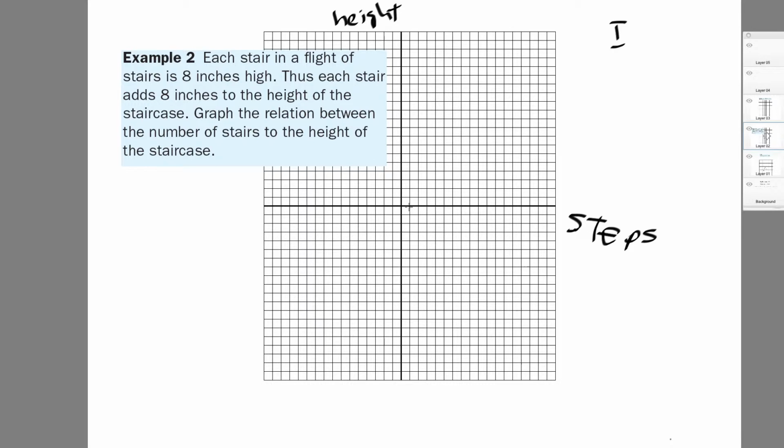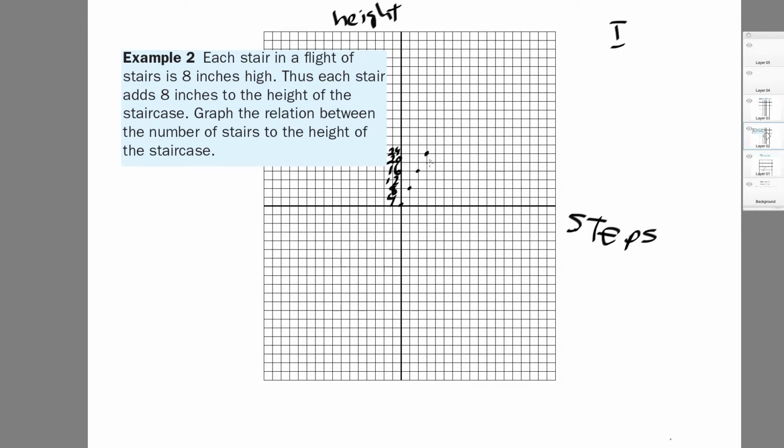So at 0, no steps, I've got nothing. For my first step, I go up by 8. So 1, 2, 3, 4, 5, 6, 7, 8. You know, I think I'm going to run out of room on this, so I'm going to change the units here to fours. So 4, 8, 12, 16, 20, 24. So my first one will be here, my second one at 16, my third one at 24.